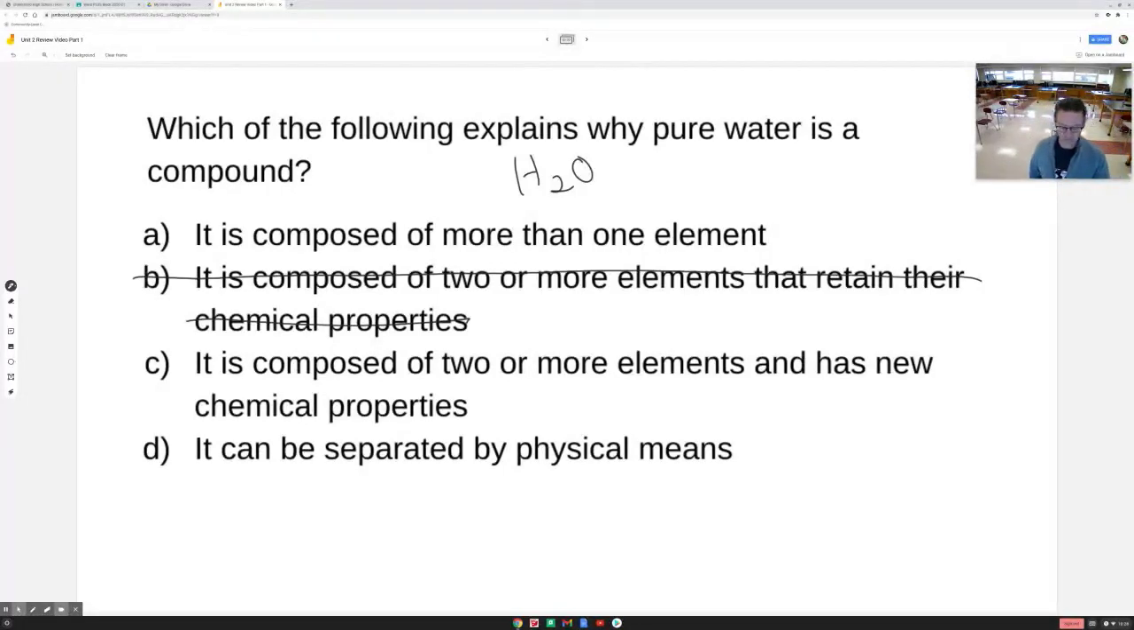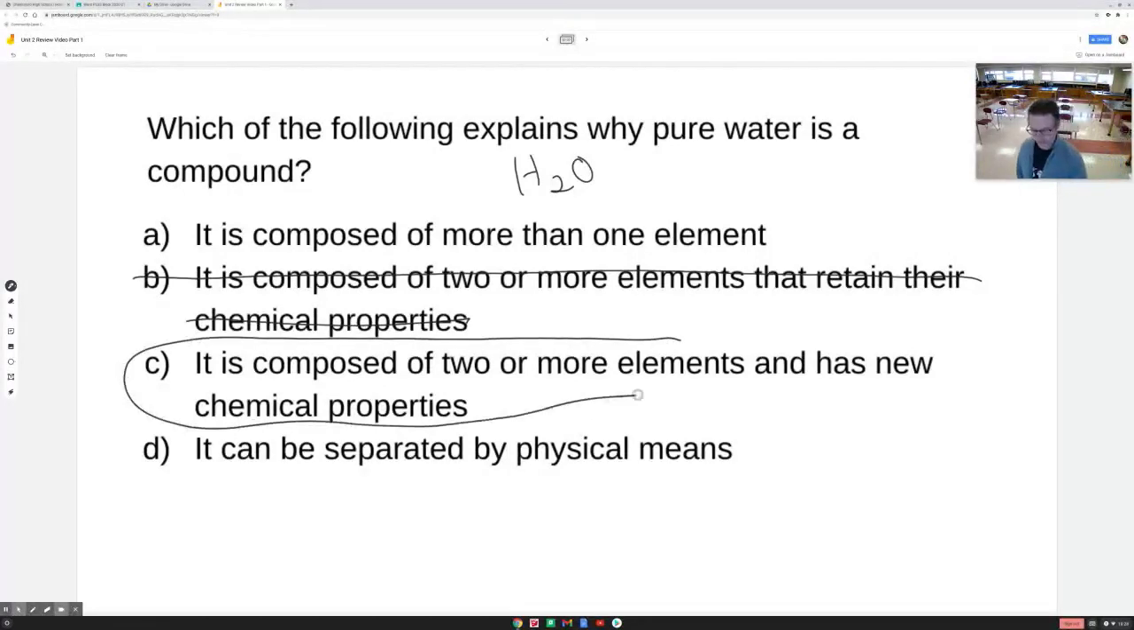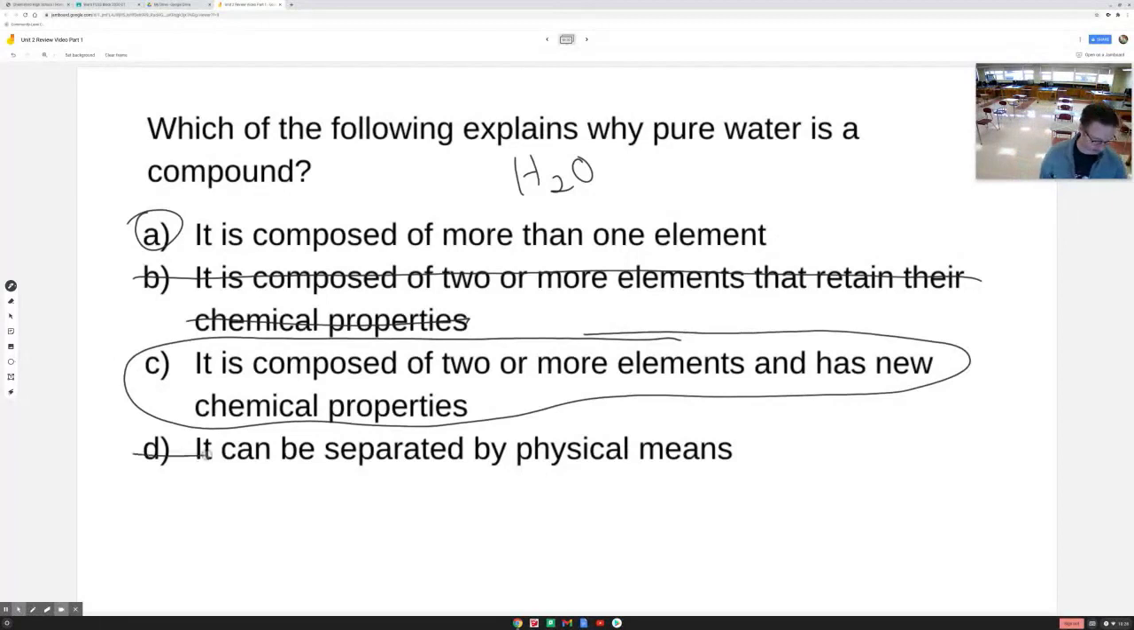It is composed of 2 or more elements and has new chemical properties. So this is one of those cases where this answer is not entirely wrong, but choice C is the most correct answer. Okay, it can be separated by physical means. No, that's not true either.